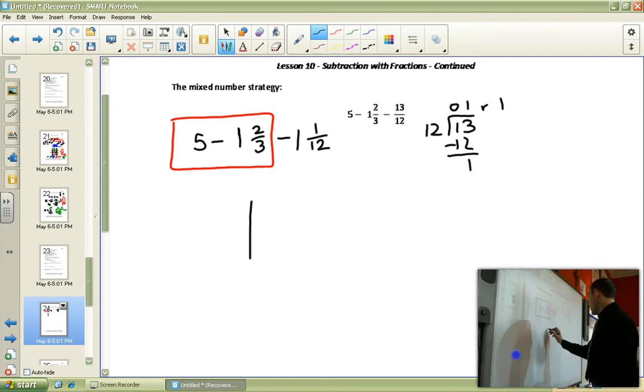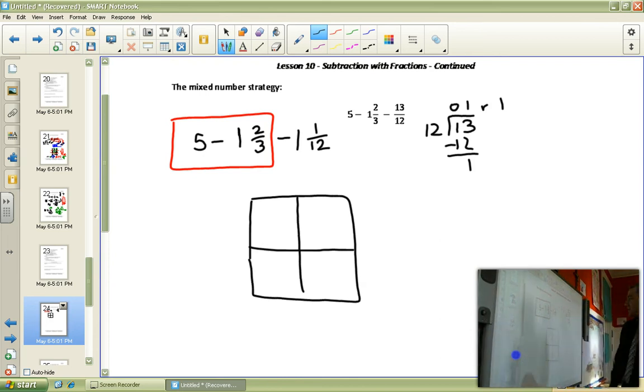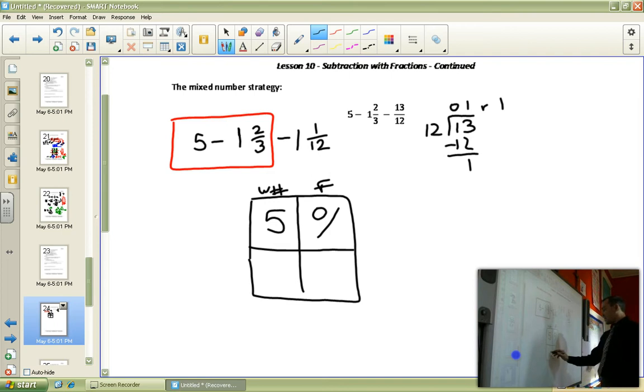So I'm going to show you what I like to do for subtraction. I like to make this little box right here, kind of like with the whole number, or with addition in the mixed number strategy. And we're going to have the whole number here, and I'm going to put my fraction right there. So I've got right now 5 and 0 out of, well, let's hold on, and I'll show you a little trick. 1 2/3.